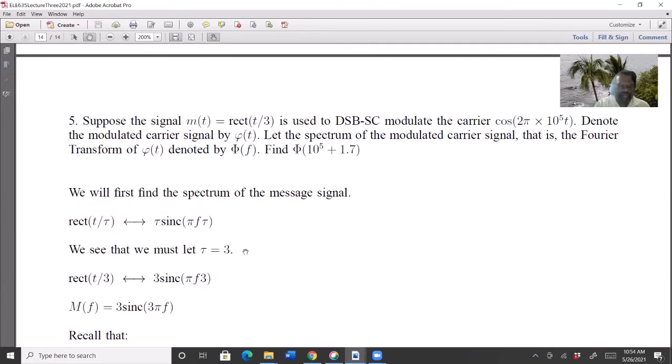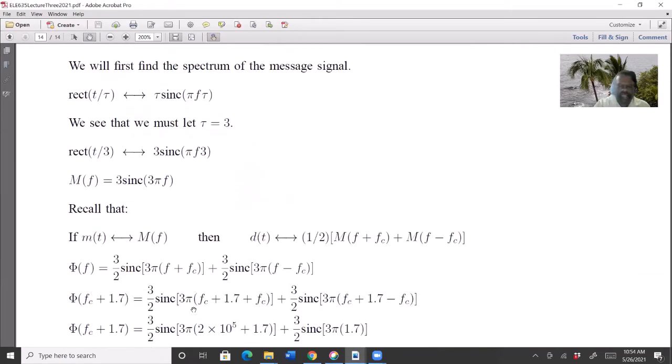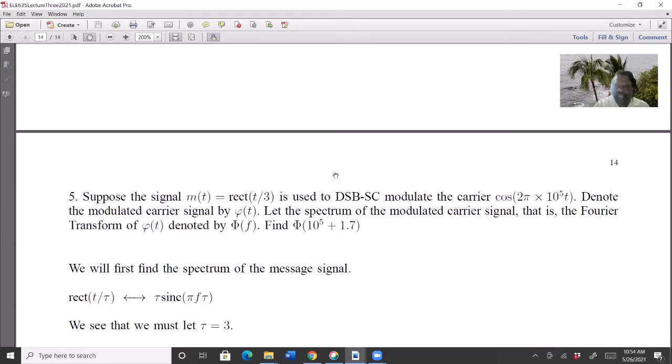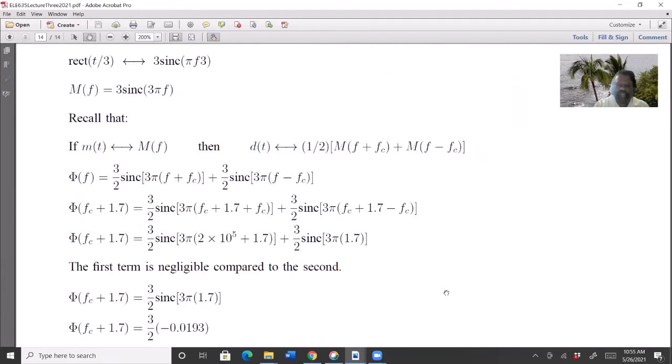So the first step, like before, I calculated the Fourier transform of the message signal, which we have done 3 or 4 examples like that. And then the spectrum of the DSB-SC signal is half of the message signal's Fourier transform at FC and negative FC. Before we write that, we have to make sure what A sub C is. And A sub C in this case is 1. So we don't have to worry about that. So we know M of F and we have to calculate these things.